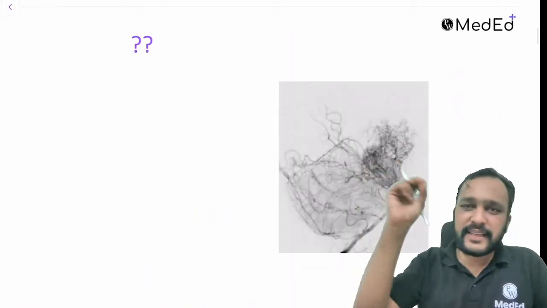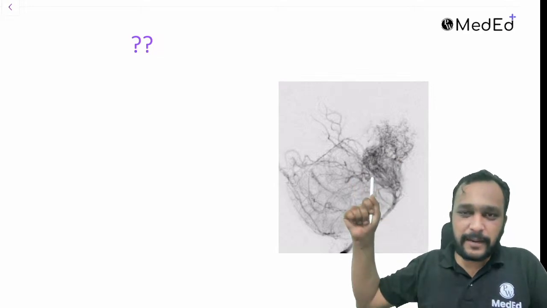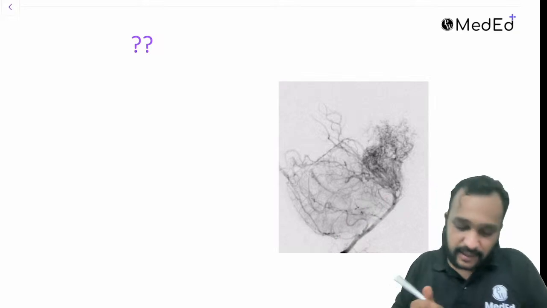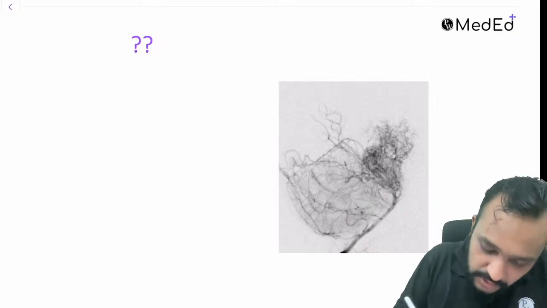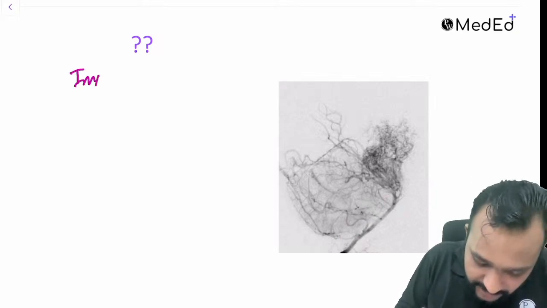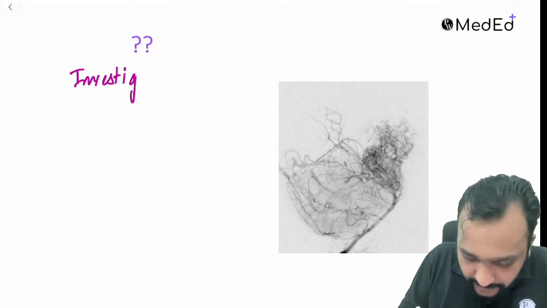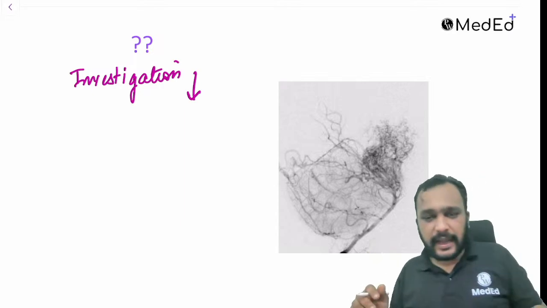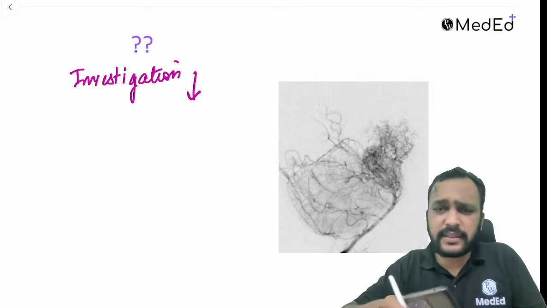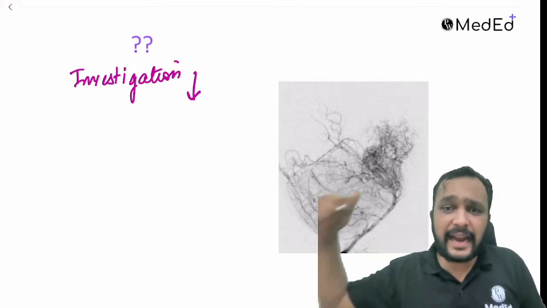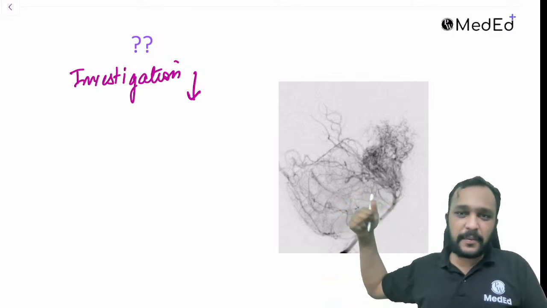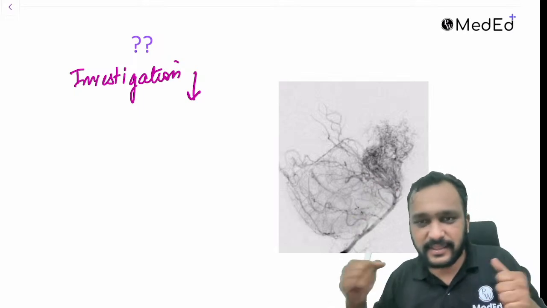So guys, what is the image that is being shown to you? Can you tell me what is the appearance and what is the investigation that is being shown to you in this question? Come on guys, in the comment section you have to tell me the name of the appearance, and what is the investigation that is being shown here? Come on, in the comment section, quickly.